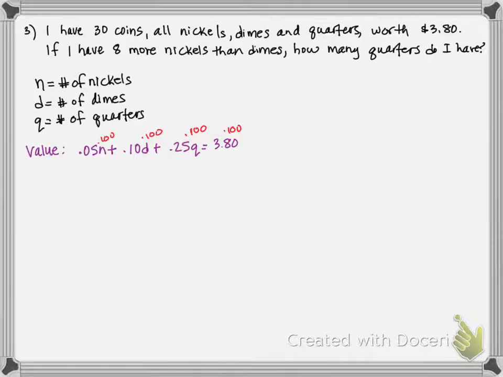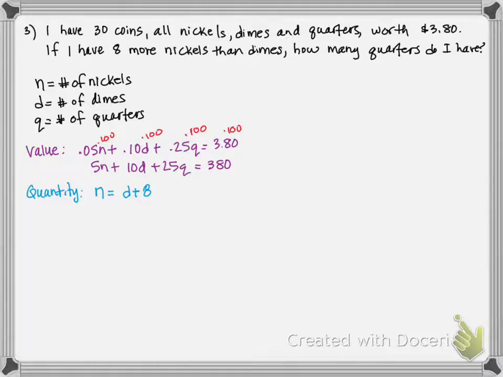So when we do this, we get 5n plus 10d plus 25q equals 380. Then we talk about quantity, and this is kind of weird. What's weird is I can't spell it today. Let's try it again. Quantity. It says I have 8 more nickels than dimes. So from before, we know that in order to balance it with dimes, I have to add 8 onto the number of dimes, because I have more nickels, okay?